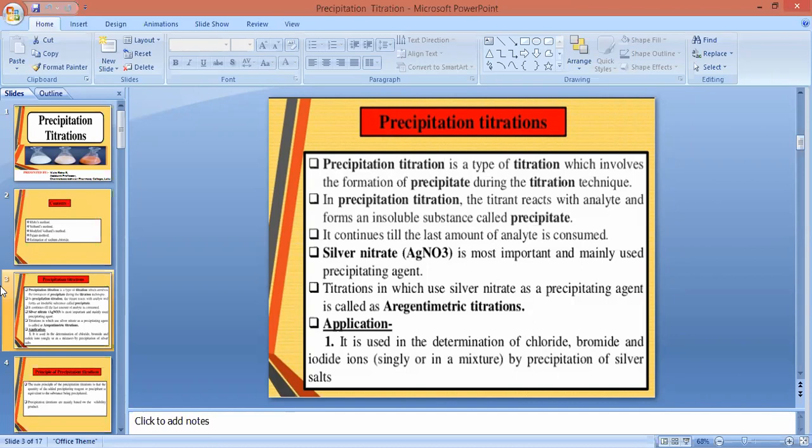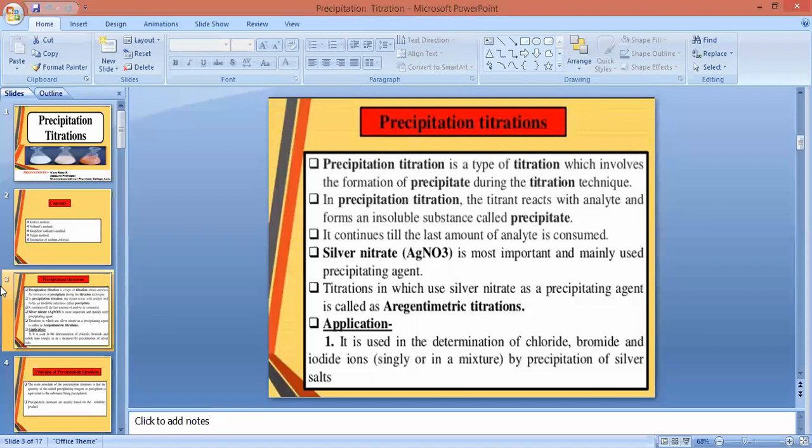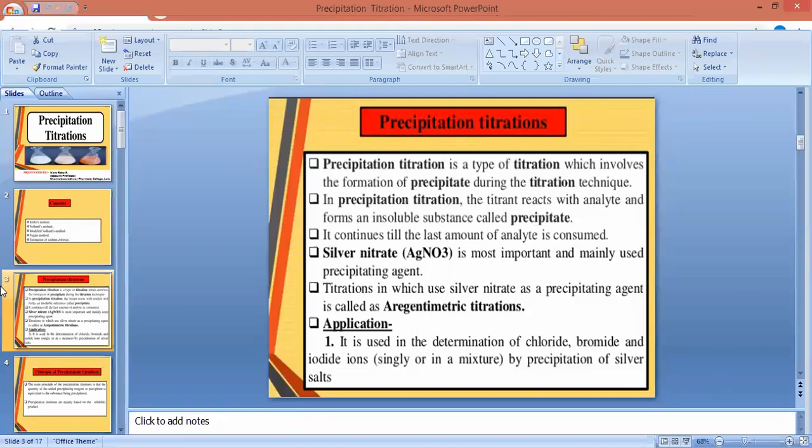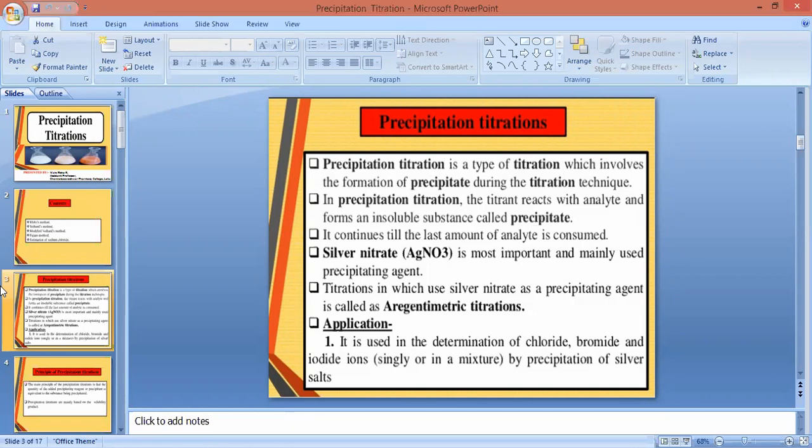So firstly we will study the definition part and introductory or basic principle part of precipitation titration. Precipitation titration is a type of titration which involves formation of precipitate during the titration technique, and this precipitate is formed with various precipitating reagents, and the most commonly used precipitating reagent is silver nitrate. So if we use silver nitrate as a precipitating reagent, then that type of precipitation titration is also known as Argentometric titration. Other than silver nitrate, ammonium thiocyanate can also be used as a standard precipitating reagent.